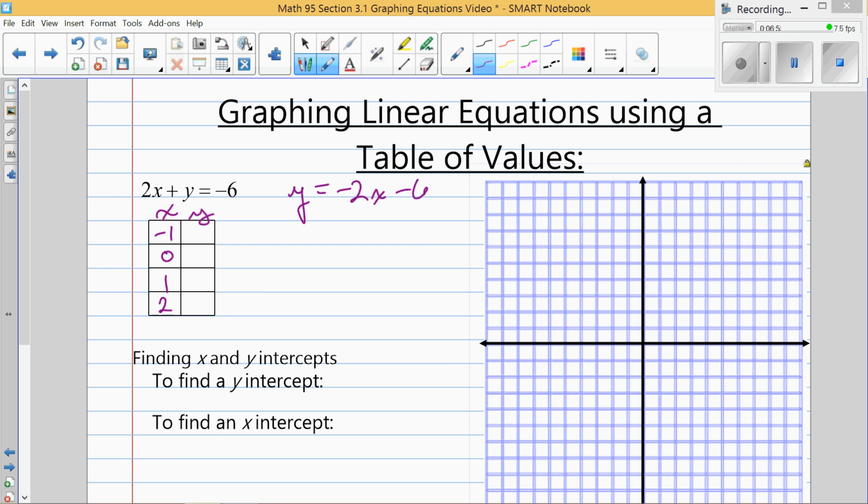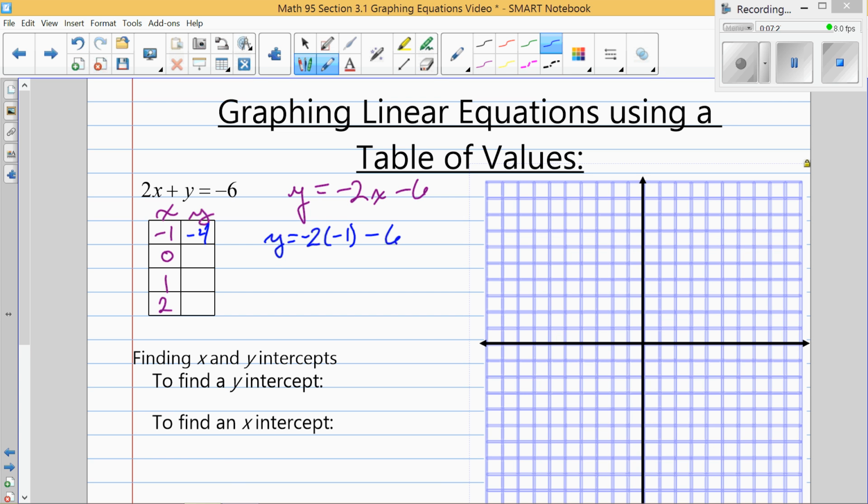When I get my table of values, what I'm doing is plugging my x into my equation for y, just like we did when we were checking to see if things were solutions. So for this first entry, my y value should be negative 2 times negative 1 minus 6. Well, negative 2 times negative 1 is positive 2. If I subtract 6 from that, I get negative 4.